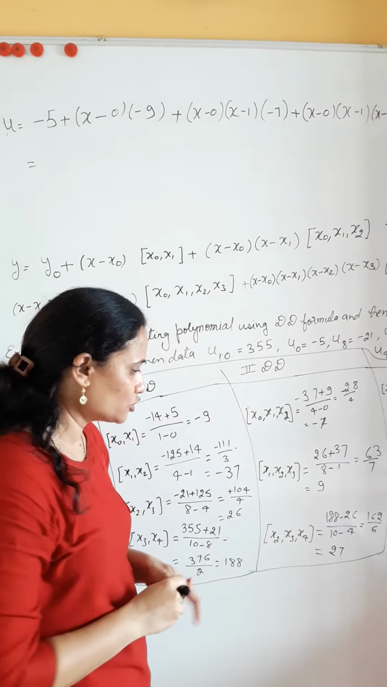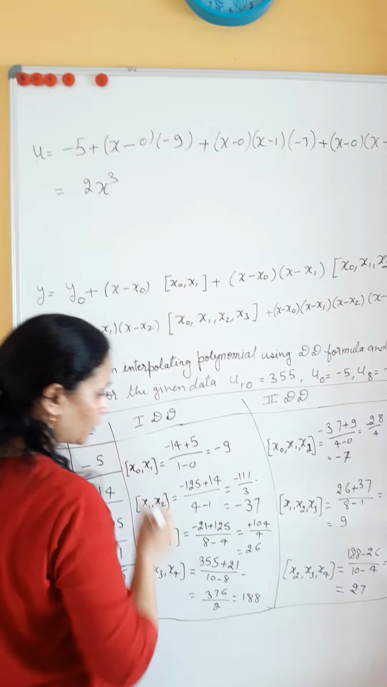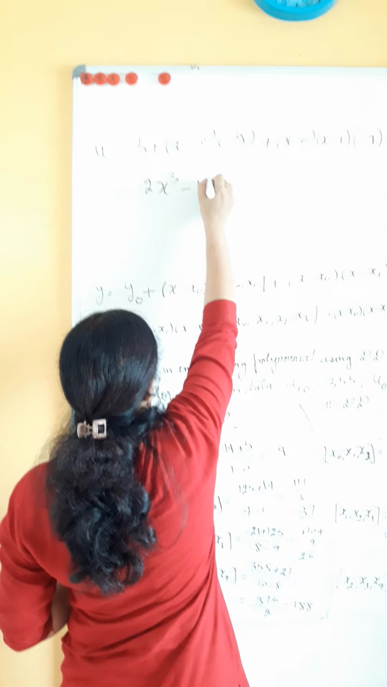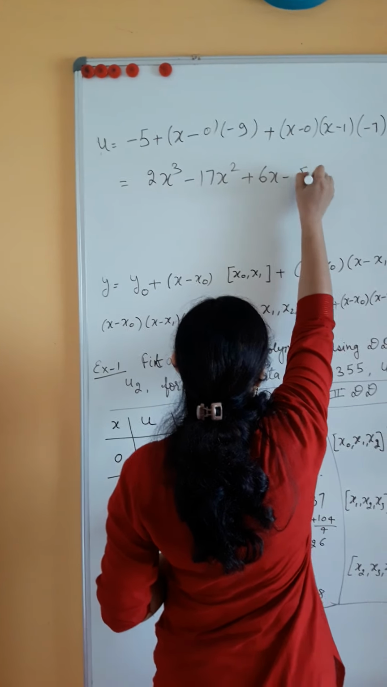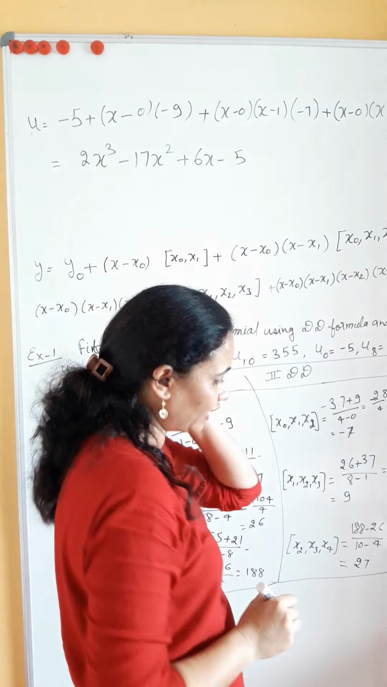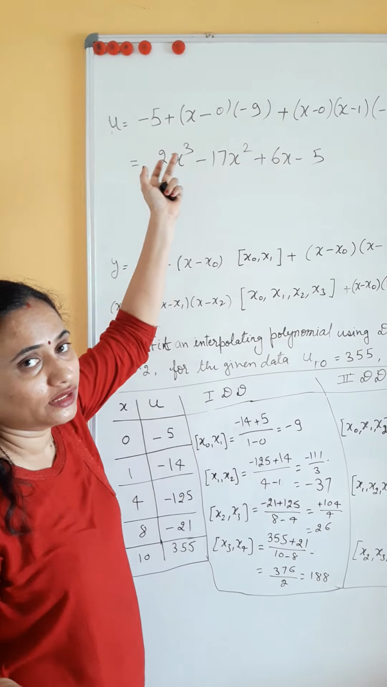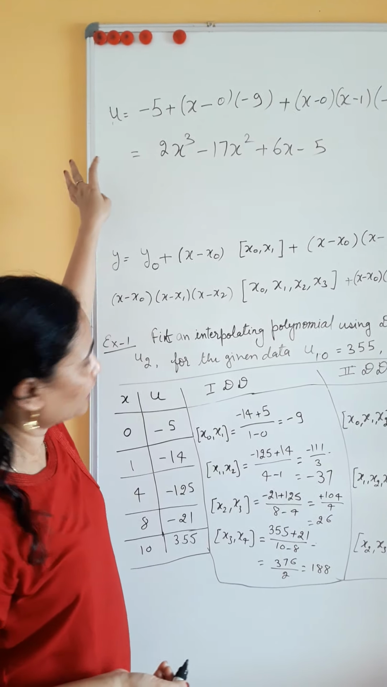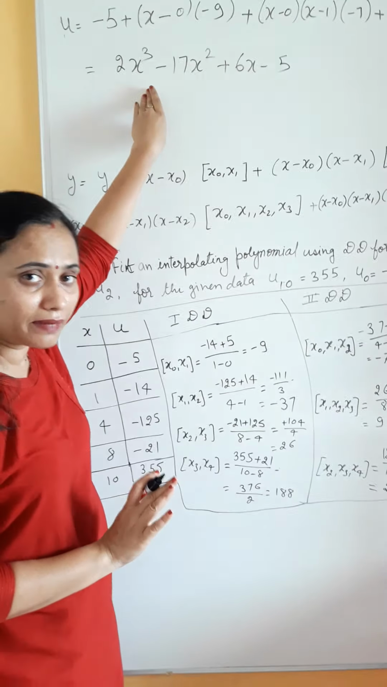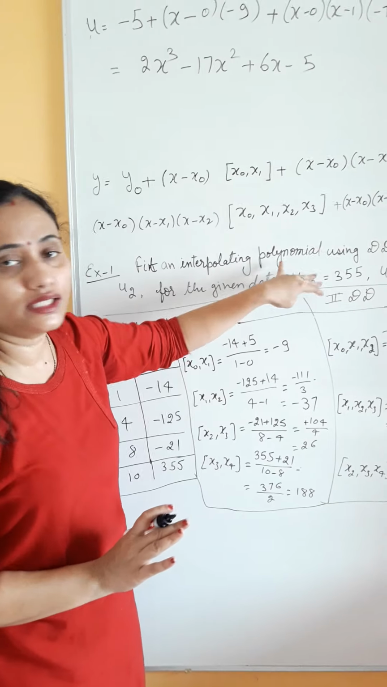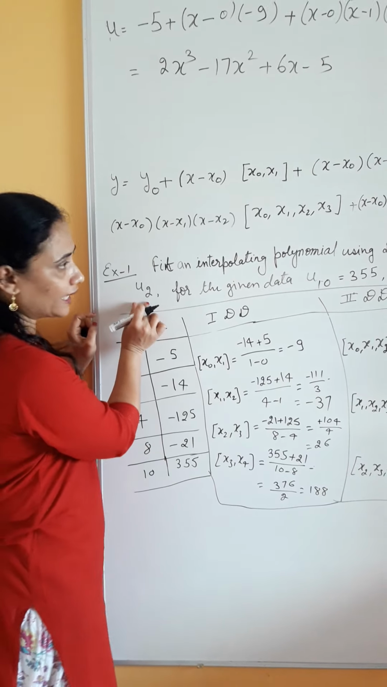Once you simplify, you should get the value as 2x cube minus 17x square plus 6x minus 5. So you simplify this and you verify, are you getting this value? If not, you check again or let me know in the comment section if any difference is there. Then what we have got. But this is the method. The most important thing is to understand the method, how to fit the polynomial or how to find the interpolating polynomial. Once we have got the polynomial, then the second part is hence find u2.